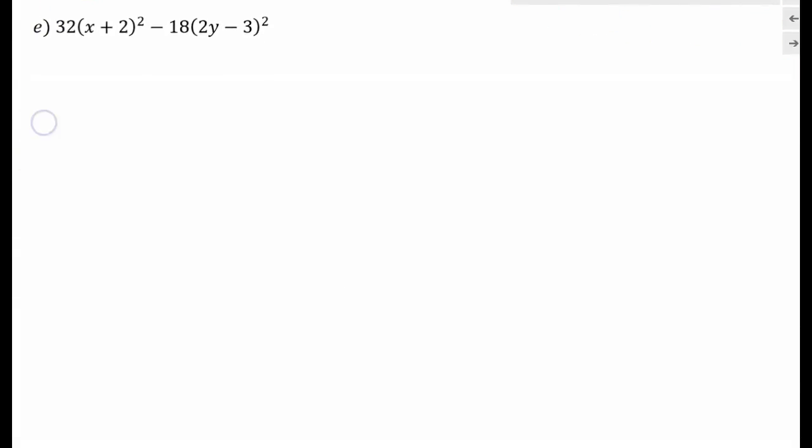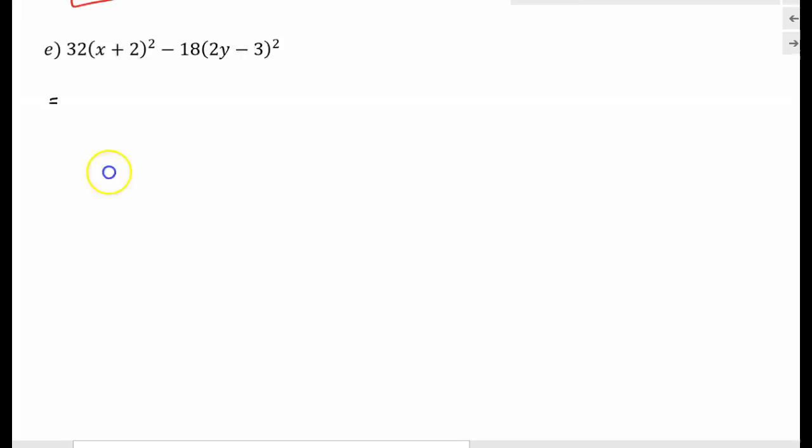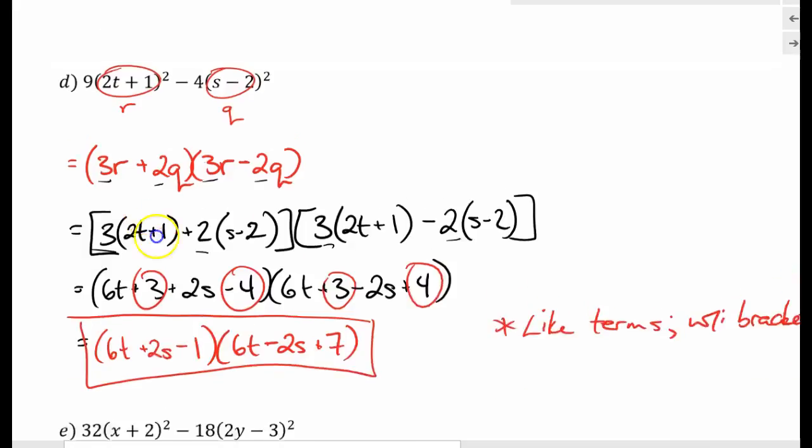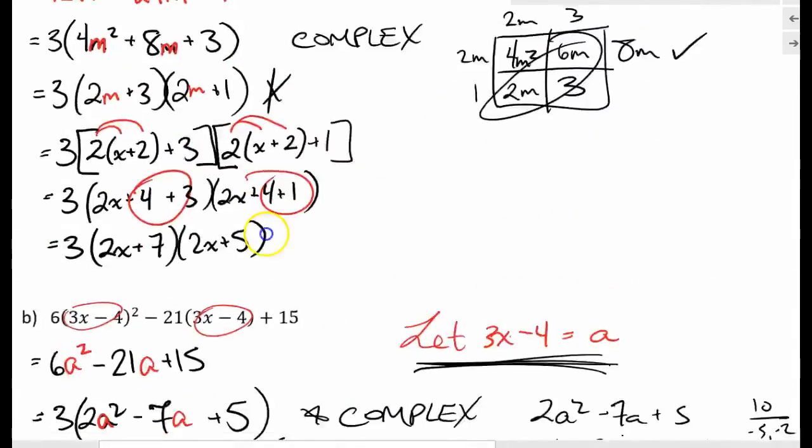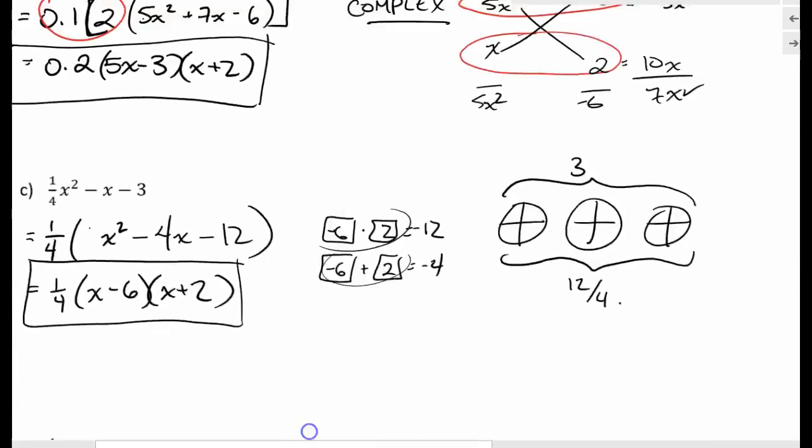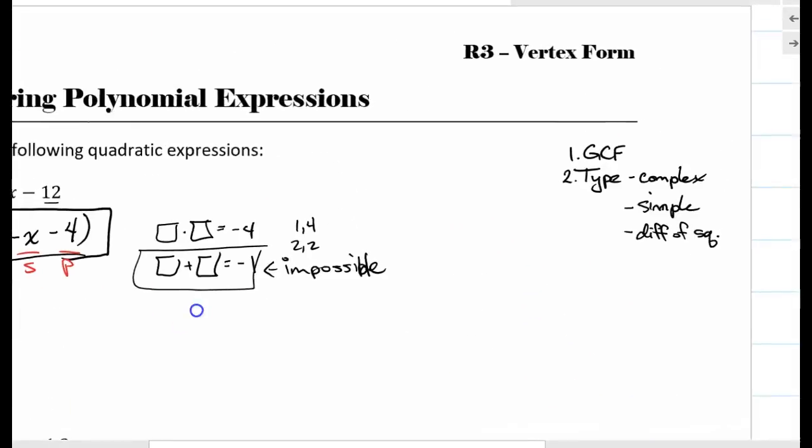Last one. Almost there. We're so close. Well, 32 and 18 are not perfect squares. Crap, what are we supposed to do? Oh wait, that's not the first step actually. My first step, if I go way back up here, is, oh, it's way back here. Greatest common factor.